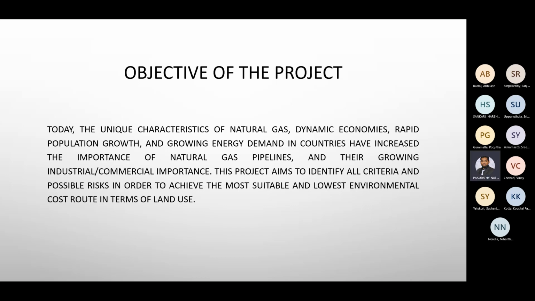One of the significant and decisive elements in an oil and gas transportation complex is the building of pipelines based on the route selected. This project aims to identify all criteria and possible risks in order to achieve the most suitable and lowest environmental cost routes.